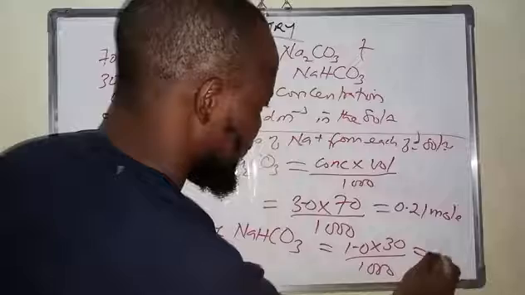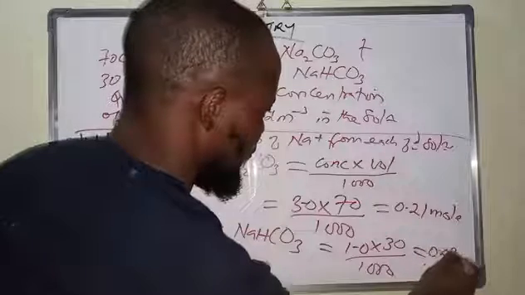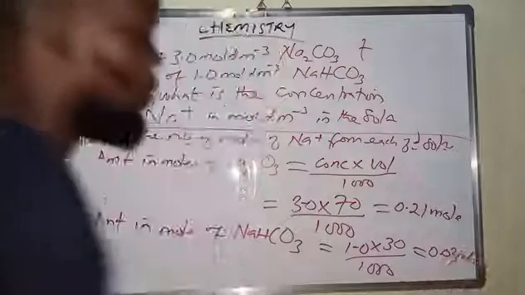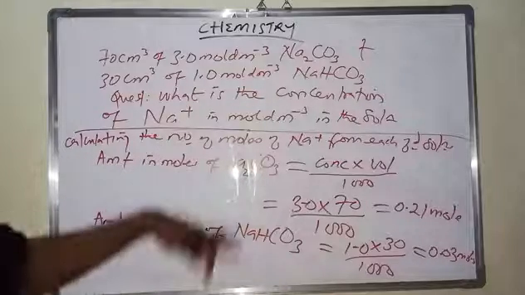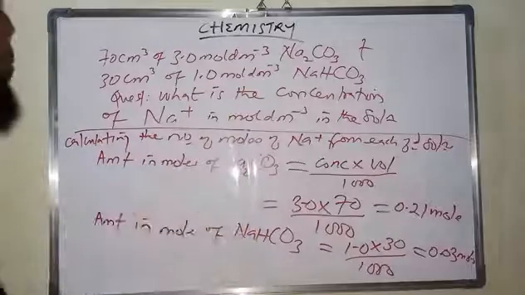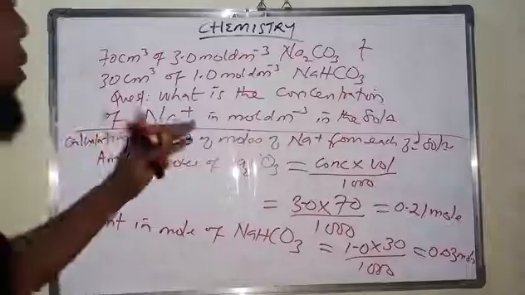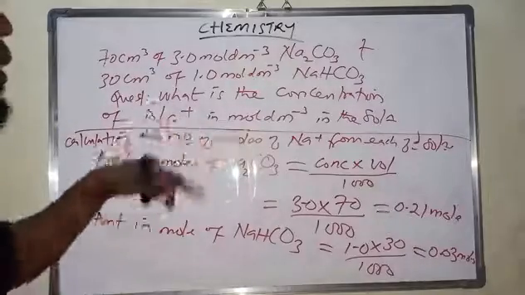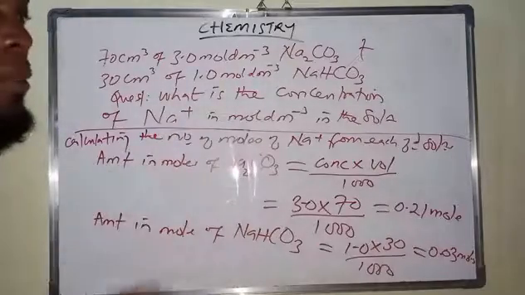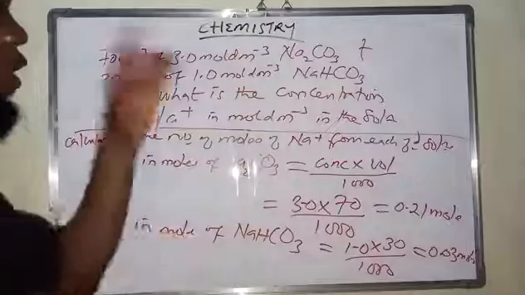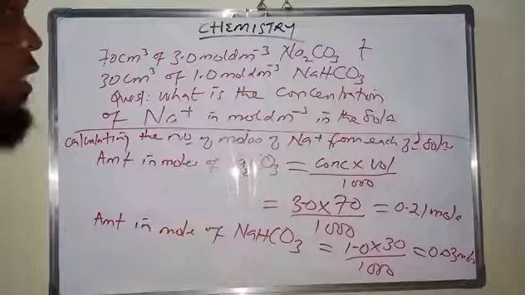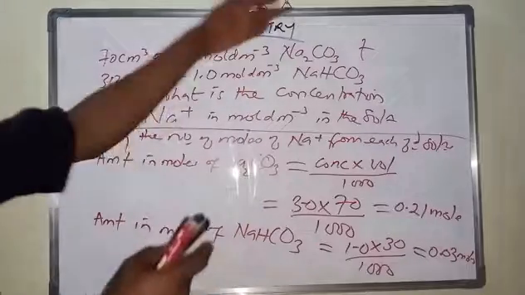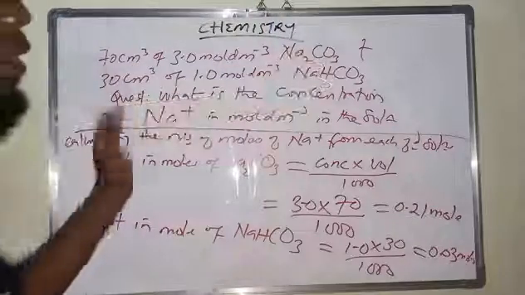That will give 0.03 moles. So having done this, mind you, the question is which will determine the concentration of sodium ion. And we've seen from this equation that a total of 3 moles of sodium ions is given. You understand? That is 2 from here and 1 from here, as you have seen.